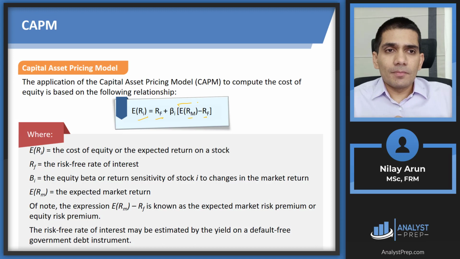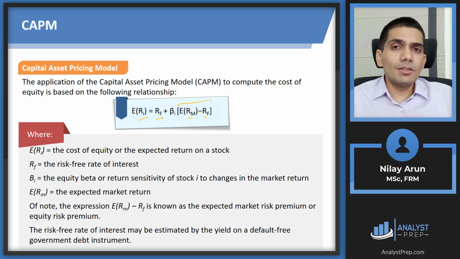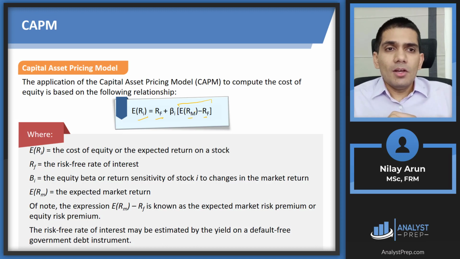Now this part, the ERM minus RF, is what we call the equity risk premium or the market risk premium. This is what you're expecting to get on the market index, for instance the S&P 500 if we use that as a proxy, minus the risk-free rate, the rate you would get on a treasury bond, any government bond. This is what you're getting for investing in something that is risky, so that is the premium over the risk-free rate.